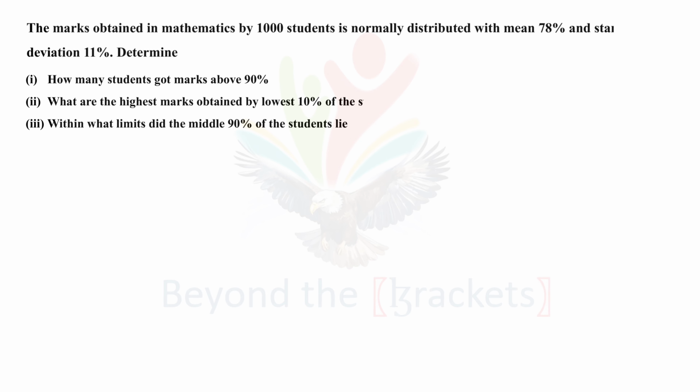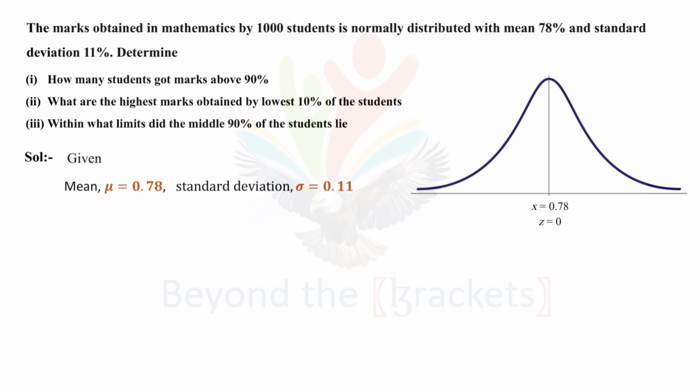The next question says the marks obtained in mathematics by 1000 students is normally distributed with mean 78% and standard deviation 11%. In the first case, we need to find how many students got marks above 90%. Here the mean is 78%, which is 0.78, which corresponds to z is equal to 0. Since 90% is greater than 78%, which is the mean value, it lies on the right side of the mean.